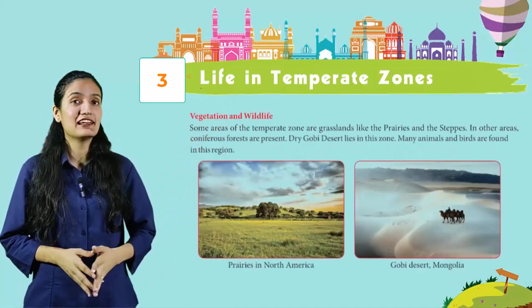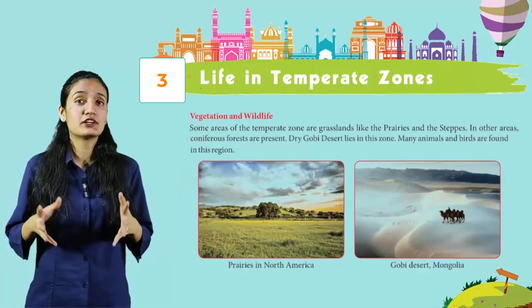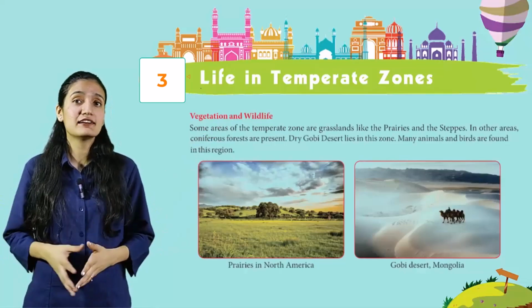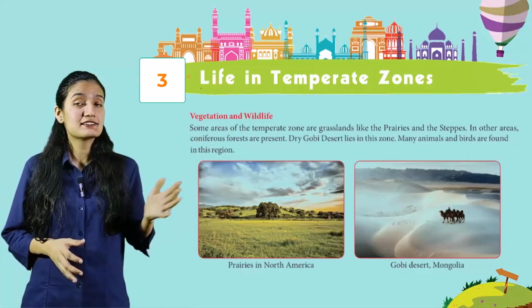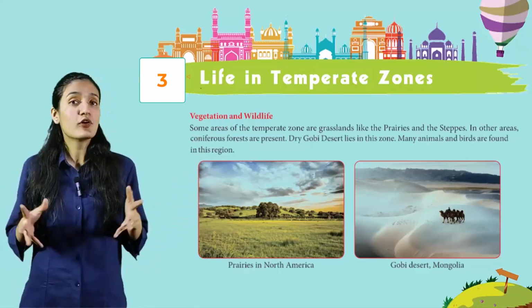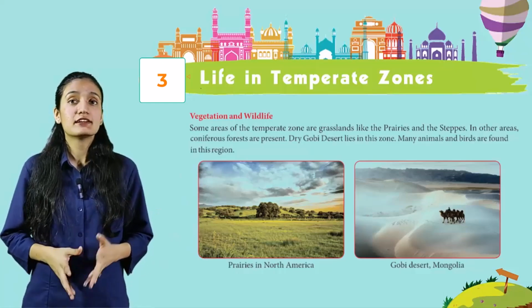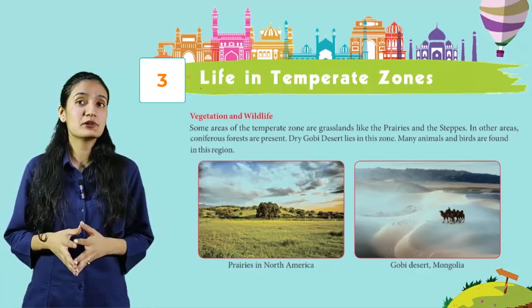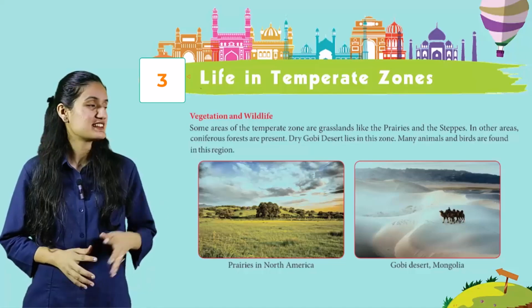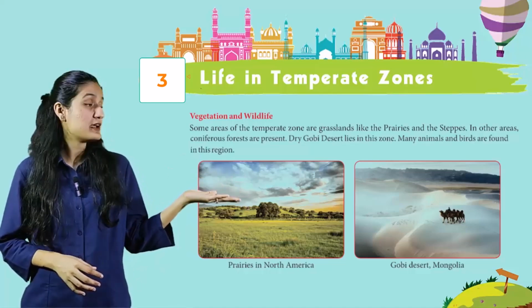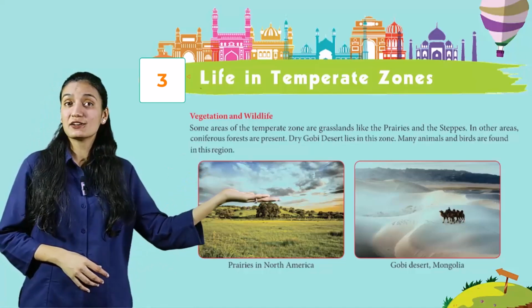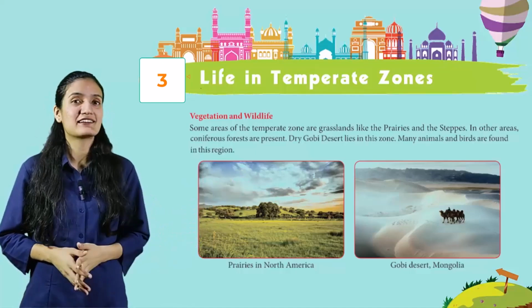Now, vegetation and wildlife. Some areas of the temperate zone are grasslands like the prairies and the steppes. In other areas, coniferous forests are present. The dry Gobi Desert lies in this zone. Many animals and birds are found in this region. Here you can see the pictures of prairies in North America and Gobi Desert, Mongolia.